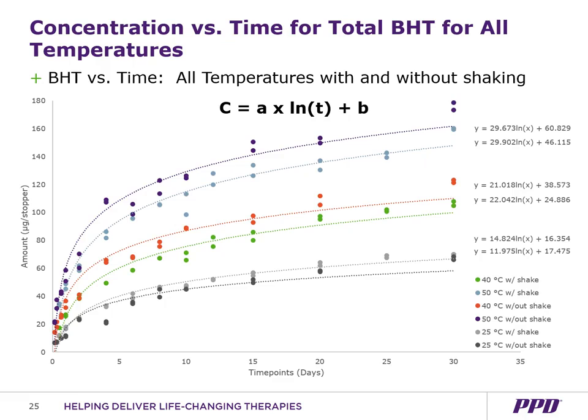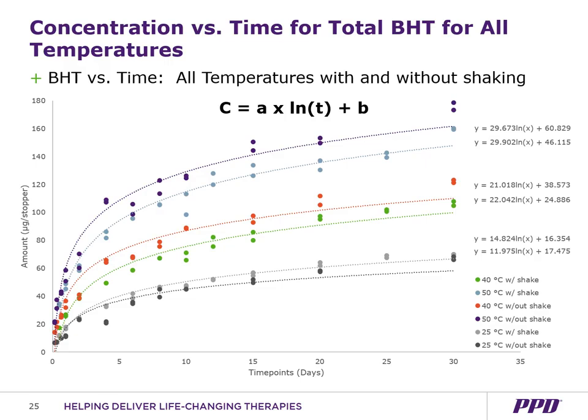This graph here has BHT amount plotted against the time points for both the shaken and non-shaken samples. You can see they all followed the same trend and had about the same amount of BHT extracted within experimental variation. And you can see the same general equation for both experiments. Shaking did not have an effect on the amount of BHT extracted. Shaking will not accelerate the migration of BHT from the stoppers.